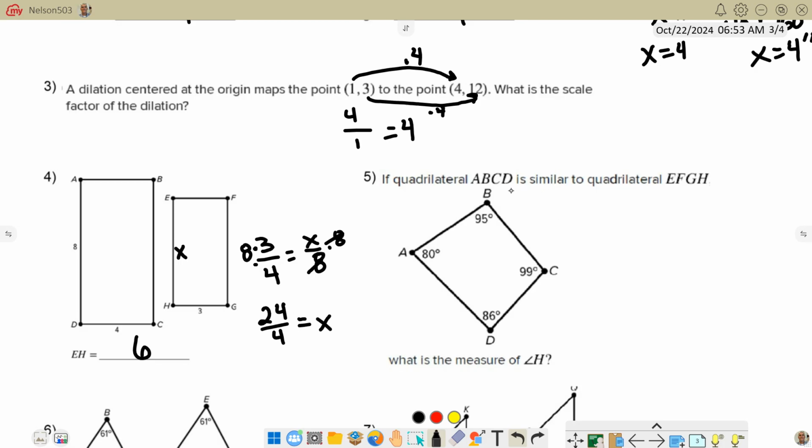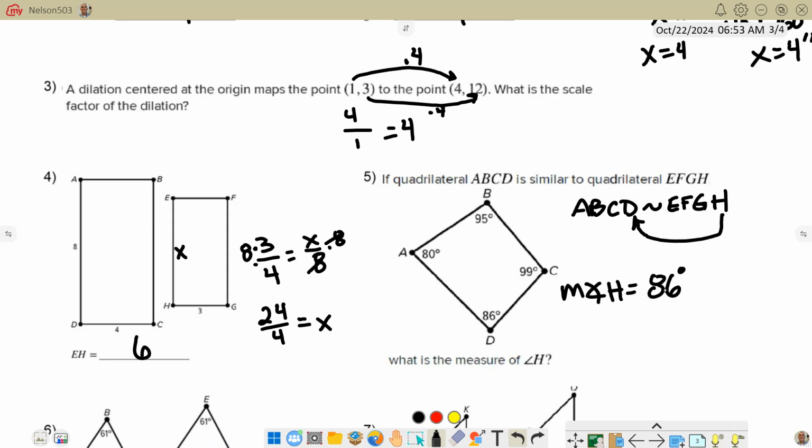On this one, it's really easy if you understand that they're saying ABCD is similar to EFGH, okay? You match up corresponding parts. So H corresponds to the 4th letter over here, because H is the 4th letter over there. So D, how big is angle D? It's 86 degrees. So the measure of angle H is 86 degrees. It's the same as D right down there.